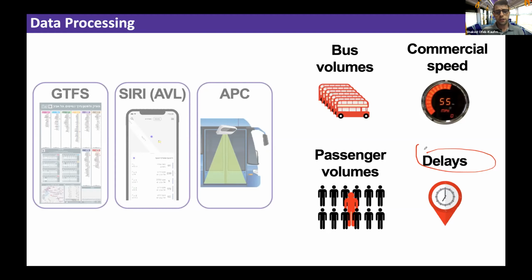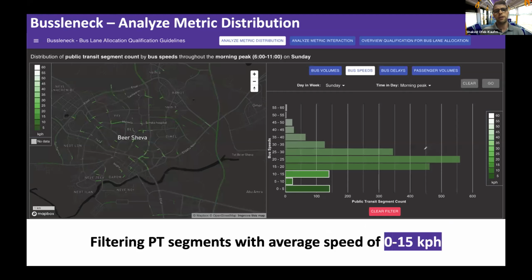The intended users of our system are public transit planners and data analysts who want to overview the bus lane allocation guidelines for the city. We will now see some screens from the system. The screen we're seeing now is the Analyze Metric Distribution screen.